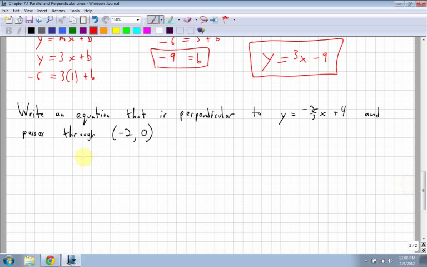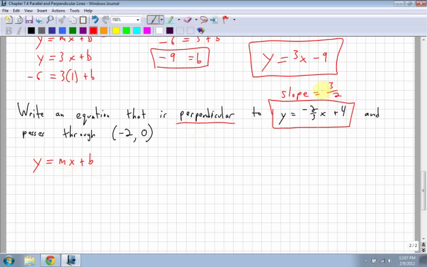Last question here, write an equation that is perpendicular to this line and passes through this point. So again, I'm looking at this line here. I know that my slope, it's perpendicular this time, so I have to flip it. It's got to be 3 over 2, and I've got to change it from a negative to a positive. So it's just a positive 3 over 2 slope. And it passes through the point negative 2 comma 0. So I have y equals mx plus b.